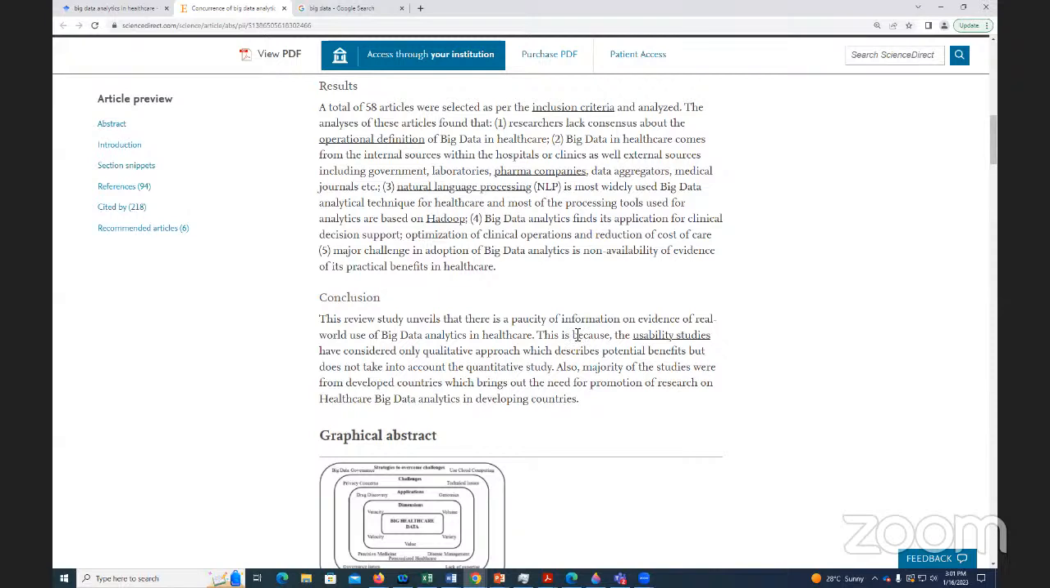So what we see here is that there are three gaps mentioned. One gap is that we don't know the effect of big data analytics in healthcare in the real world. The next thing is that the studies are qualitative, but there are not many quantitative studies. And another gap is that there are not many studies in developing countries. So there are three gaps mentioned in this conclusion.